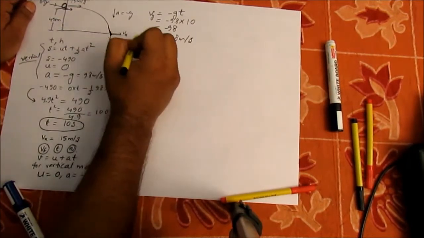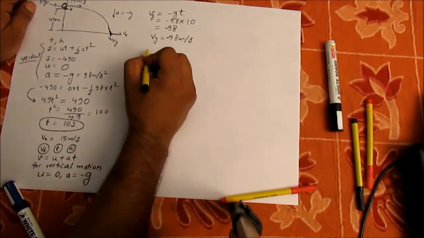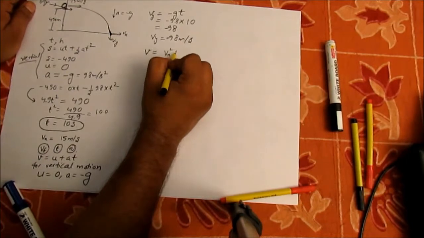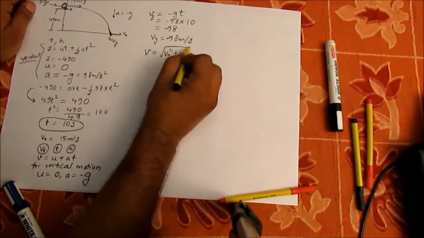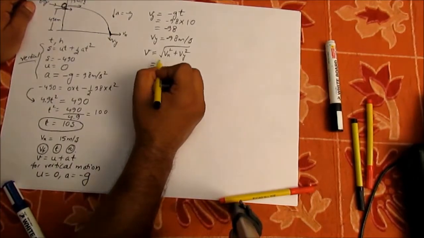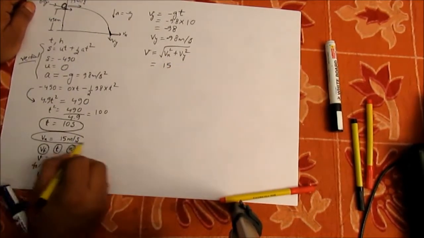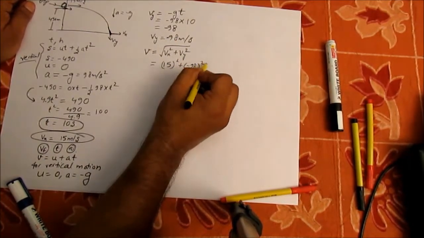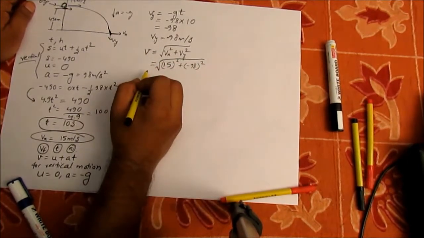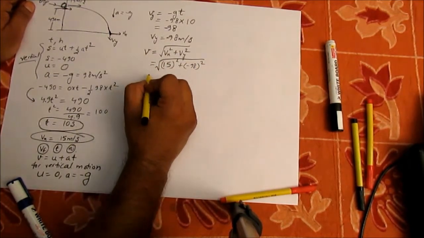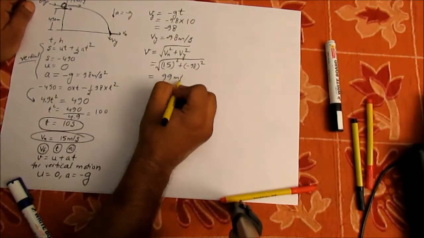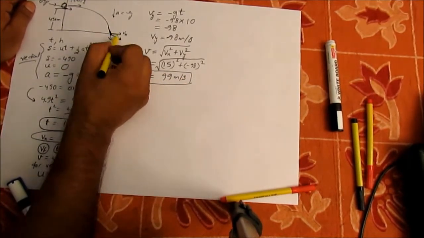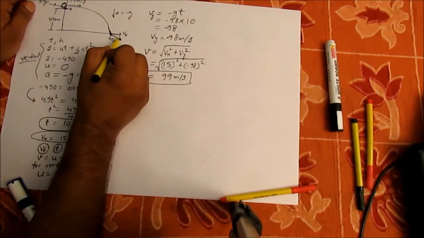So my Vy comes out to be minus 98 meter per second. Now as you know, the resultant or the final velocity will be the square root of Vx square plus Vy square. You know Vx is 15 meter per second from this, and Vy is minus 98, whole square, and we take the square root of this, and it will be around 99 meter per second. So this is my resultant velocity, which will be in this direction.